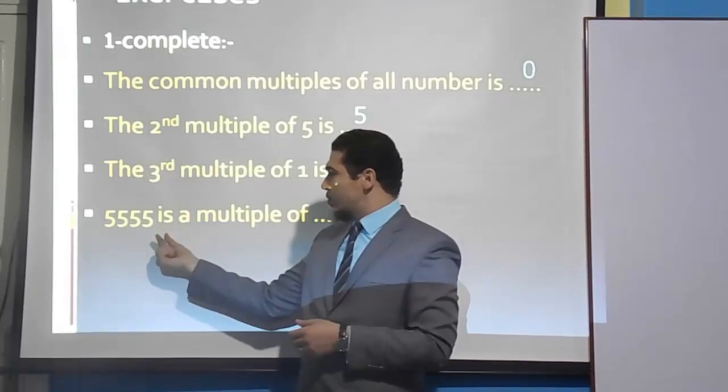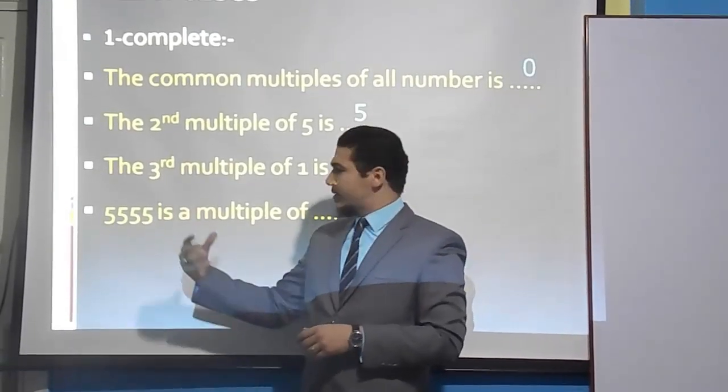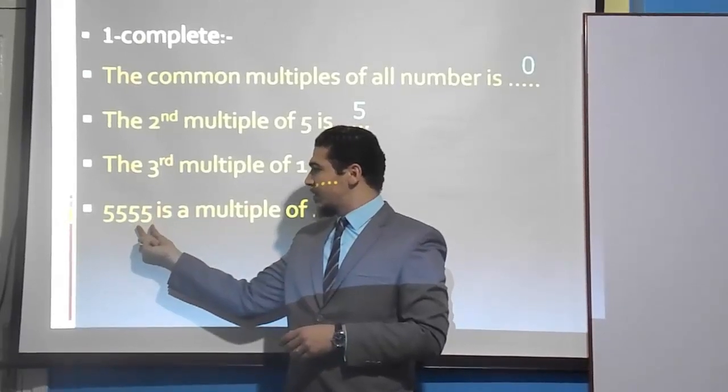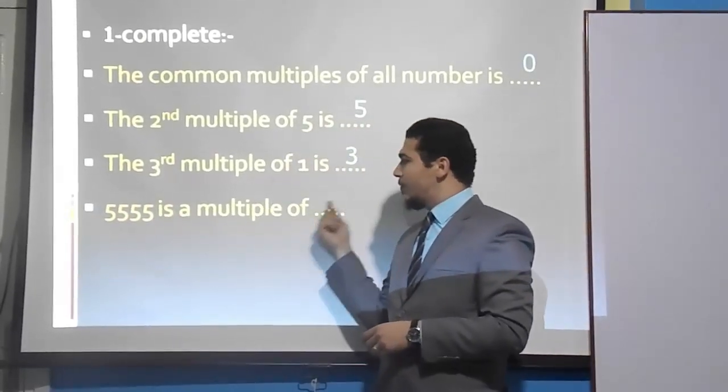If the unit place is 0, the number is a multiple of 10. Now, look at the unit place. The unit place is 5. Then the whole number is a multiple of 5.